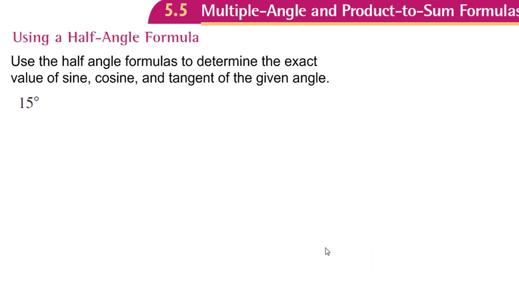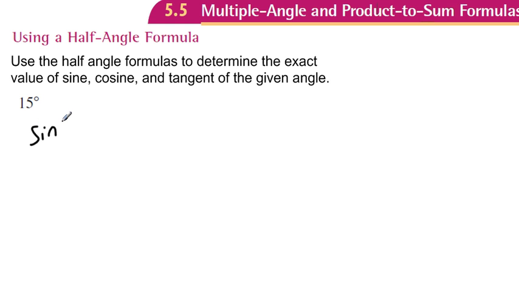All right, so right now this is going to be a more in-depth example, and that is we're going to find the sine, cosine, and tangent of 15 degrees, and the way that we're going to find it is by using our half angle formula. All right, so we'll just start with sine, and we'll go on from there.